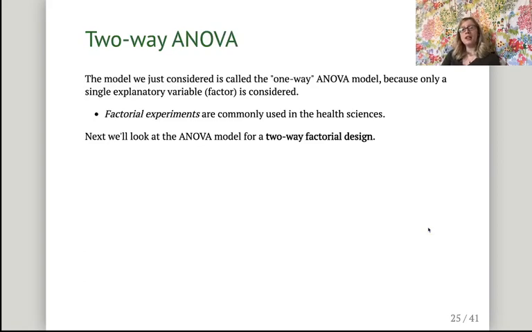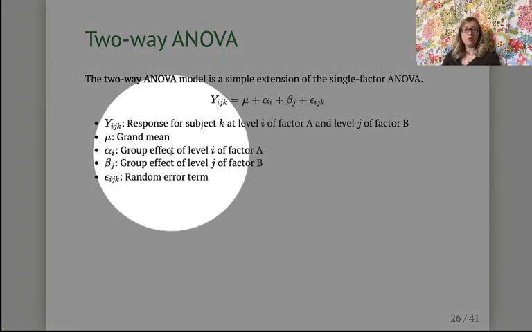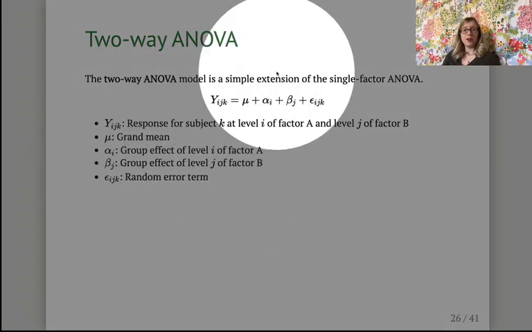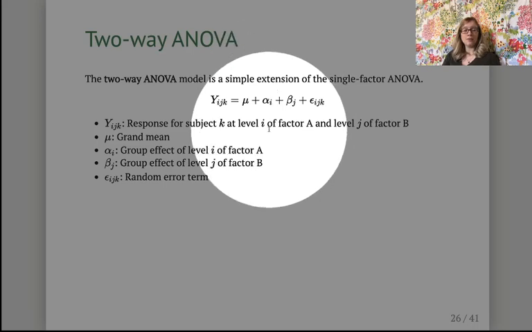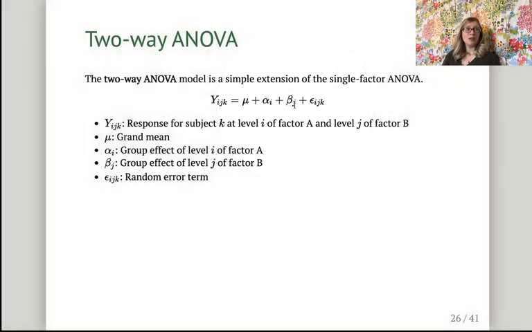What we've just done is called the one-way analysis of variance model. There's just one explanatory variable that's being considered. In a two-way ANOVA, we'll add a second variable. So here's what that second variable model looks like. We have a group effect for our first variable, which we'll call factor A, and a group effect for our second variable, which we'll call factor B. So we're just adding more terms to this model.